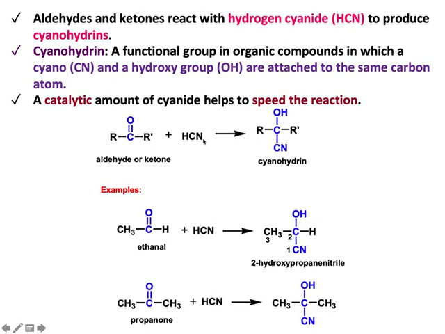So we must use the nucleophile HCN. So the end product you will get is the cyanohydrin, which is a C atom attached to two functional groups, hydroxy and cyanide. Okay, so there are some examples. This is for an aldehyde and this one is a ketone.